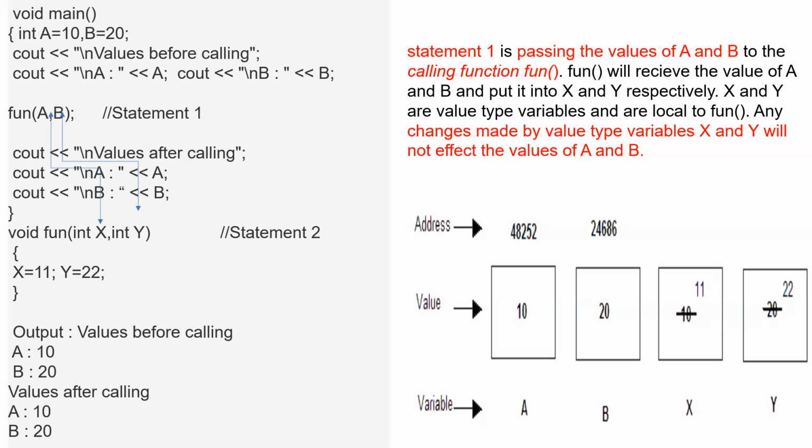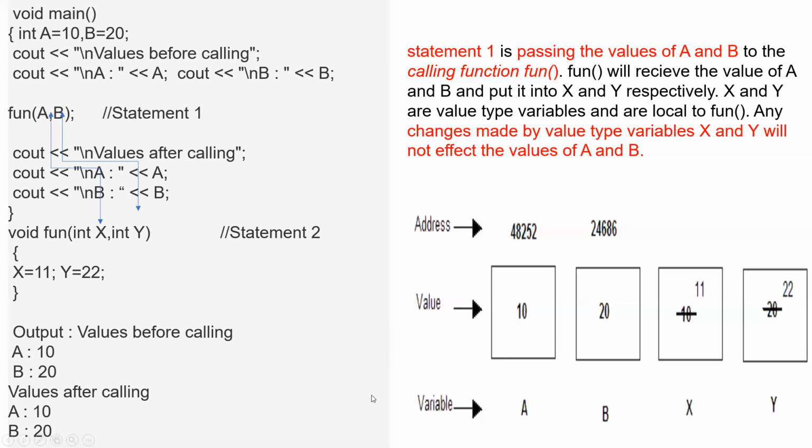But look at where the modifications have been done. It has been done with only x and y. No change has been done to a and b. So hence a and b do not change at all. This concept is called call by value.